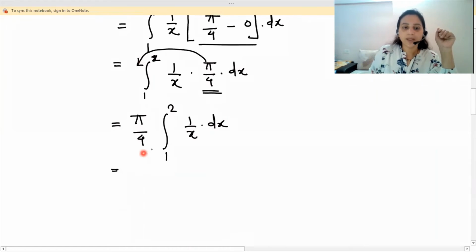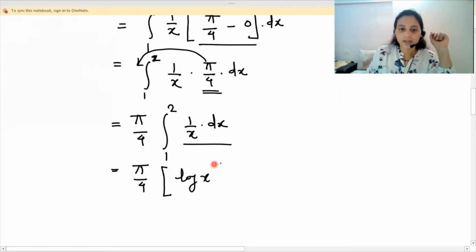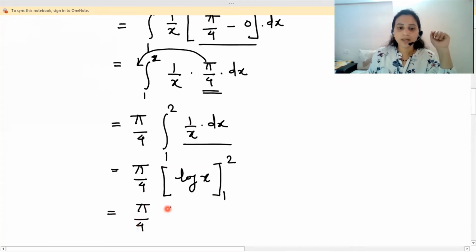Now next step. Pi by 4, being a constant, remains as it is. Now we are going to integrate this term. What is the integration of 1 upon x? Log x, right? So 1 to 2 outer limits. Now we are going to substitute the limits in place of x.